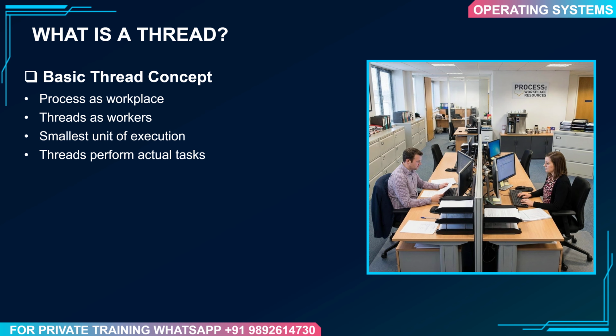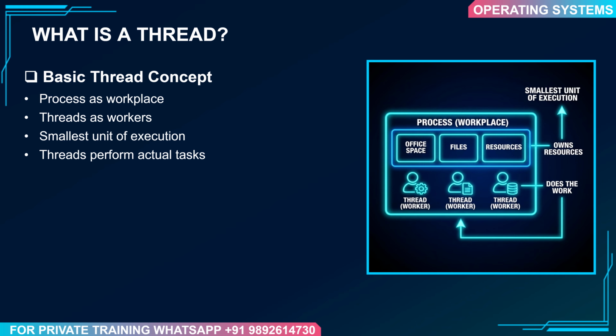Imagine a process as a complete workplace. It has its own office space, its own files, and its own resources. Inside that workplace, there can be one or more workers doing tasks. Each worker represents a thread. So, a thread is the smallest unit of execution inside a process. While a process owns resources, threads are the ones that actually do the work.